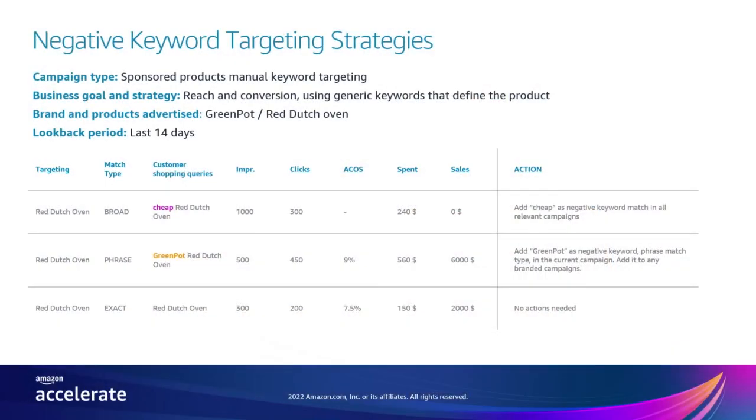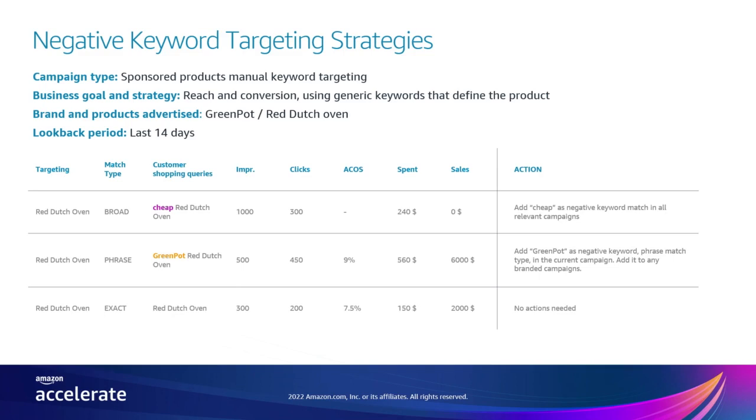You can optimize your Q4 campaigns using negative targeting for both keywords and products. Let's go ahead and look at some scenarios to demonstrate how this can be incorporated successfully into your holiday strategy. Let's start with negative keyword targeting. On this slide, we've identified some scenarios demonstrating how negative keyword targeting can help your campaigns. We'll continue to use our fictional cookware brand, Green Pot.